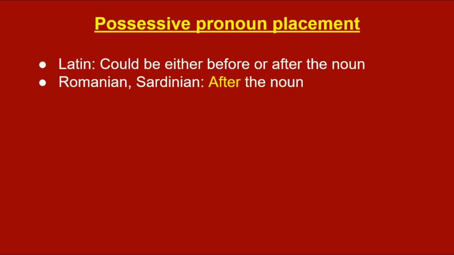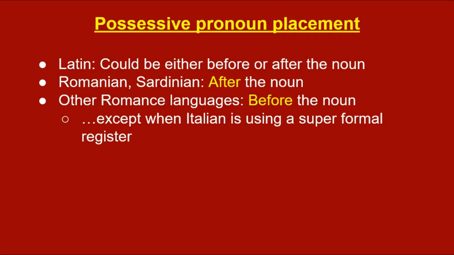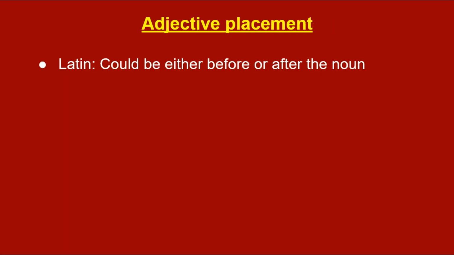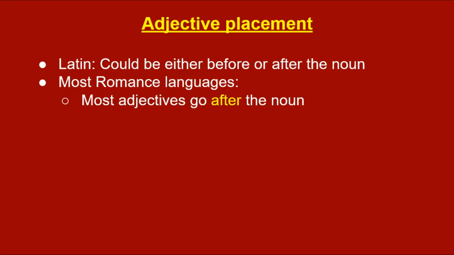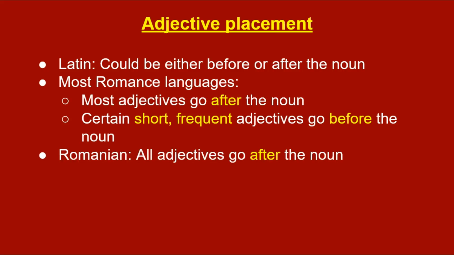Romanian and Sardinian put the possessive pronouns after the noun, while the rest of the Romance languages put them before the noun, although to my understanding, very formal Italian can put the pronoun after the noun as well. As for adjective placement, that was more consistent across the branch. All Romance languages now have a system where most adjectives follow the noun, but a few short and common ones precede the noun instead, with the exception of Romanian, in which all adjectives go after the noun.